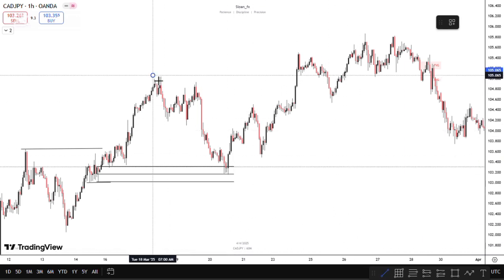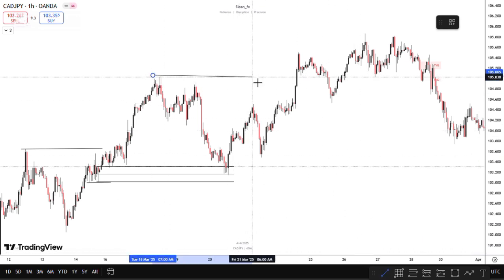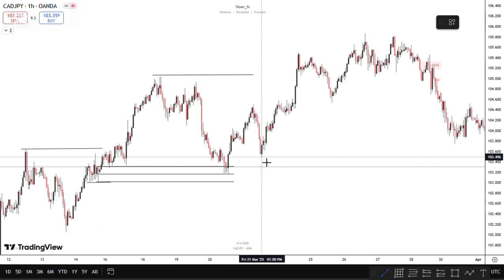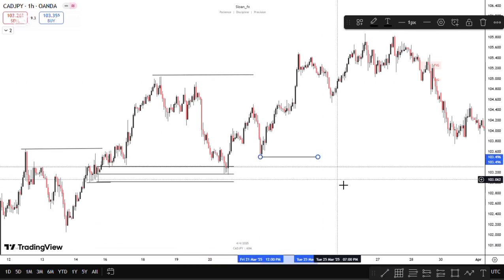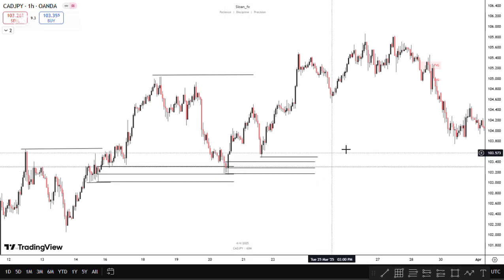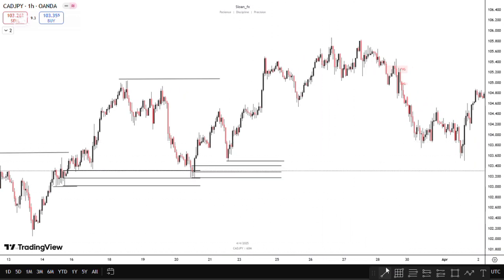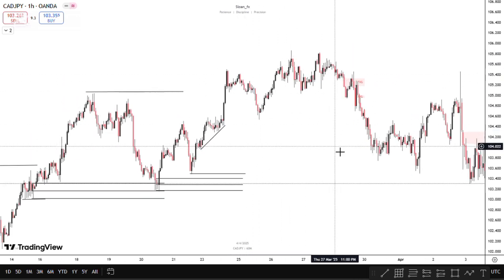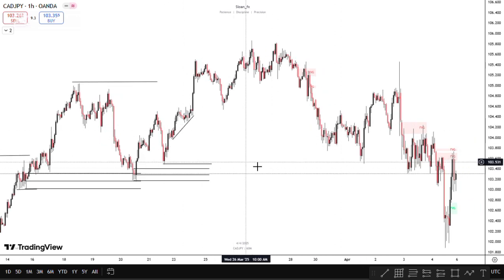Our next break of structure is here, and then an inducement, another block, an internal liquidity, this area. Okay, a few corrections, market still came back.